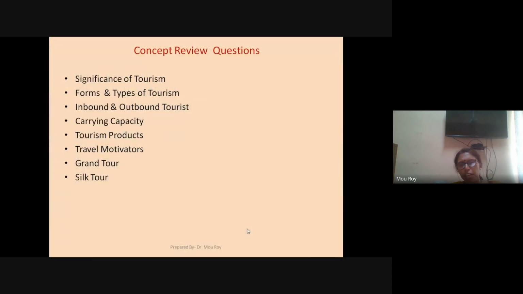Yesterday, just to refresh, we learned about tourism significance, the types of tourism forms, what we mean by inbound and outbound tourism, carrying capacity, what tourist products are, the travel motivators, and the grand tour and silk route. This is very important: you should remember what the grand tour and the silk route are. These are very important basic questions asked in any interview, in assignments, and even when you sit for your exams, such as what the tourism products and the travel motivators are.